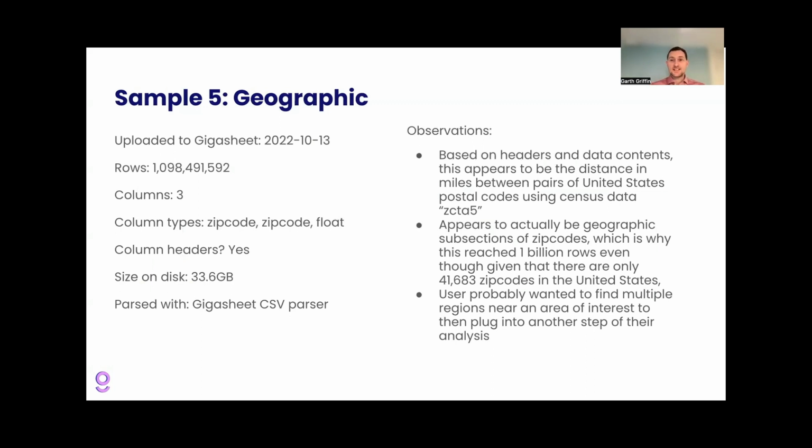But in any case, it's a nice example of one way to get really big data, which is to do a cross product. When you multiply 2 lists that are already pretty long, it's pretty easy to get a very large file. And so that might be what happened here. But anyway, a billion rows with the distances between some geographic points in the United States.